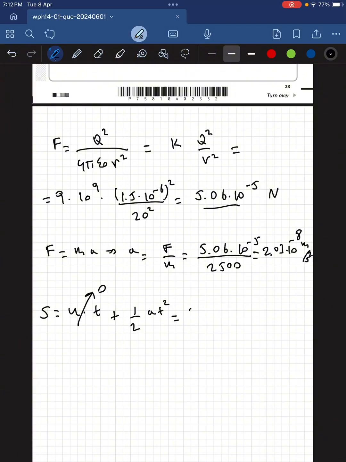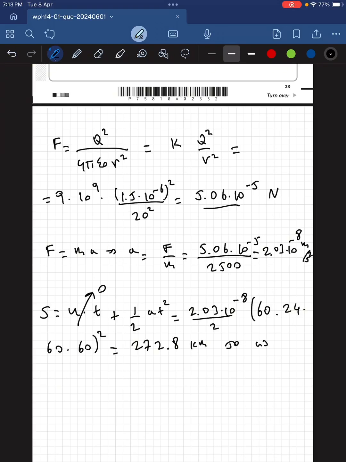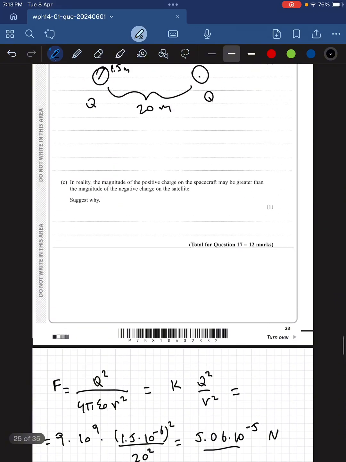And the acceleration is 2.03 times 10 to the negative 8 over 2, and then we have the time as 60 times 24, so 60 days times 24 hours times 60 minutes times 60 seconds, and the whole thing squared gives us 272.8 kilometers, so about 300 kilometers. So this estimation is actually correct, surprisingly.